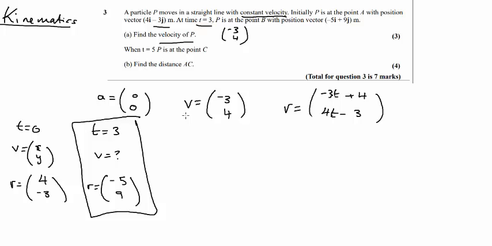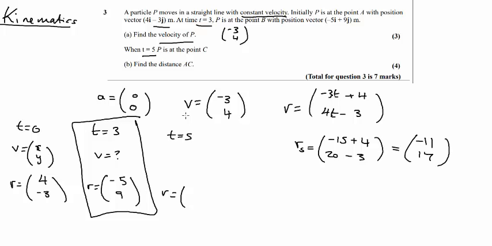Because when t equals 5, P is at point C. So t equals 5. I care about what r is here. It's going to be pretty straightforward. I just put 5 into there. So r5 will equal minus 15 plus 4, 20 minus 3, which is minus 11, 17.